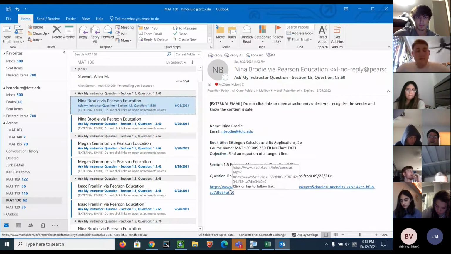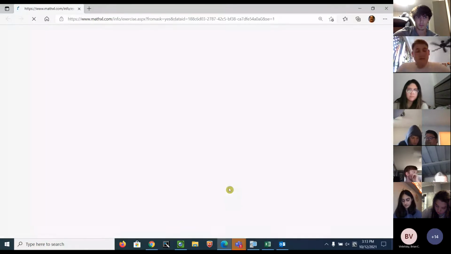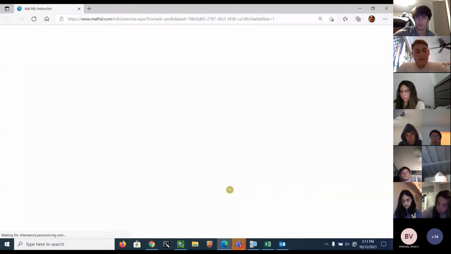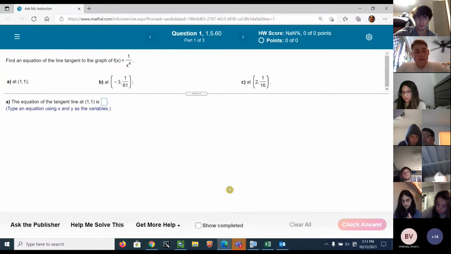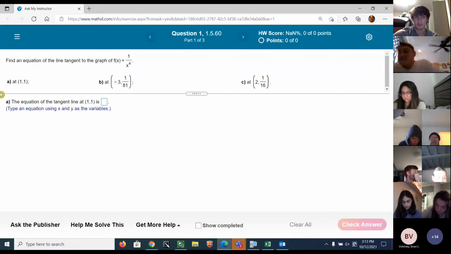1.5, 60, 21. Okay, now this one, write an equation of the line tangent to the graph. Okay, this one is the question I don't like because they kind of make it a vague question, but it's not. They want an equation of each one of these lines. So first of all, you got to find the derivative.